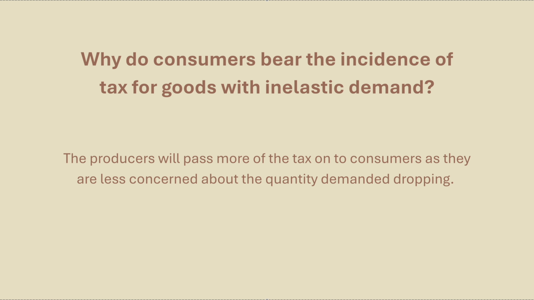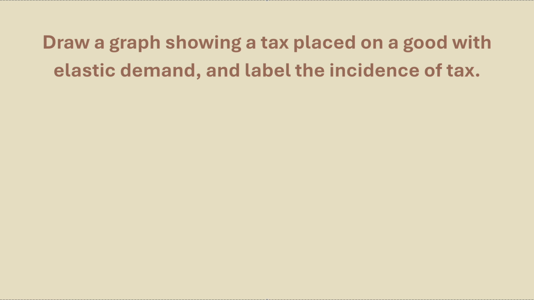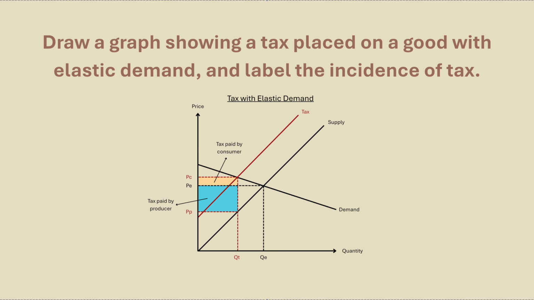Draw a graph showing a tax placed on a good with elastic demand and label the incidence of tax. Here's the answer. The demand curve is elastic, so relatively flat. The tax curve is to the left of the supply curve, resulting in QT, PC, and PP. The tax paid by the consumers is smaller than the tax paid by the producers.